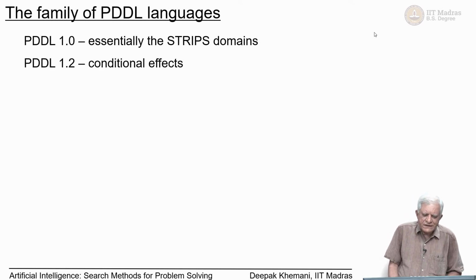Then there was a language in which we added conditional effects. So, what is a conditional effect? Every action, as we will see, has preconditions and has effects essentially. So, if the preconditions are true, then the action will be applicable, and if the action is executed, then the effects or postconditions will become true. But sometimes those postconditions can themselves be conditional in nature.